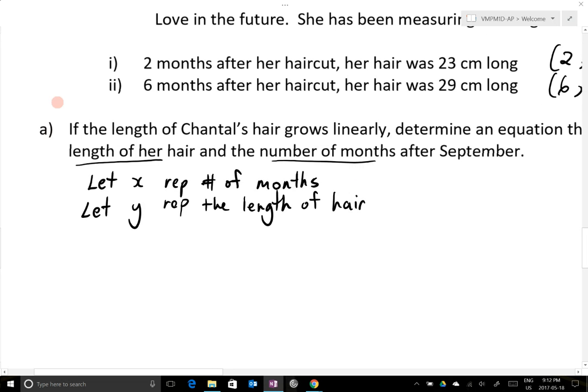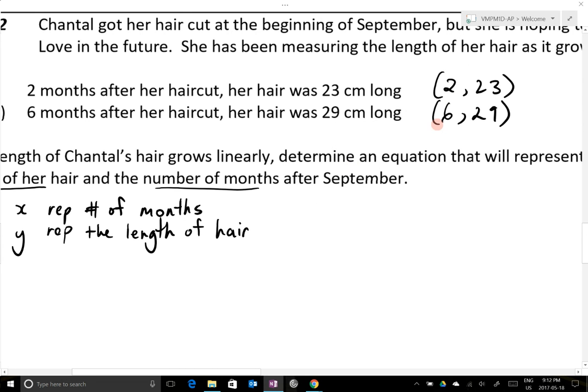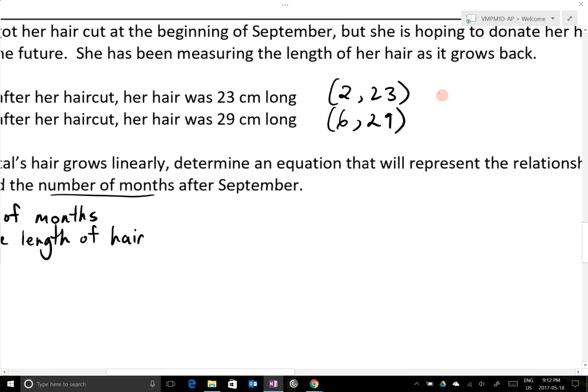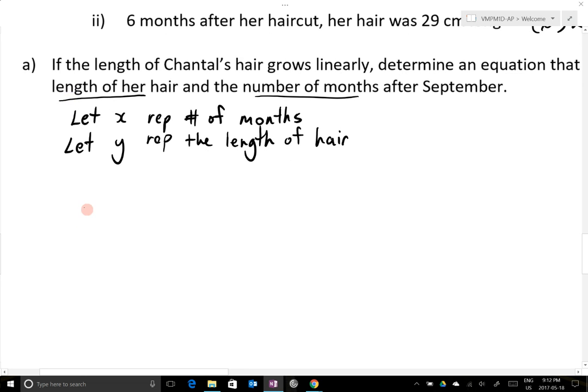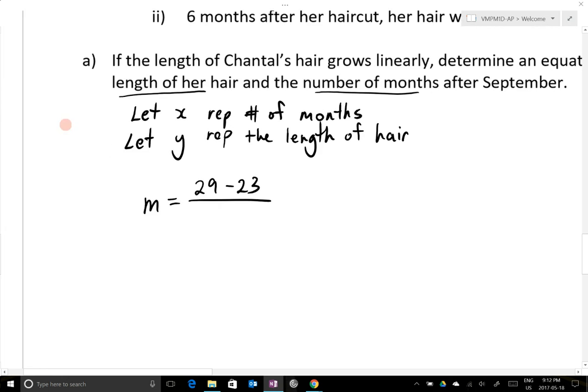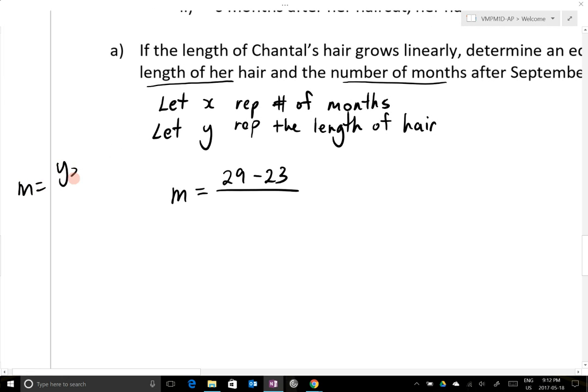So the x values here, 2 and 6, represent the number of months. The y values represent the length of her hair. And I'm going to say this one is x1 and y1, and this one's x2 and y2. Okay, and I'm going to now find an equation of a line that will model this problem. So I need to find the slope. Slope is equal to y2 minus y1, so 29 minus 23, divided by x2 minus x1. So if you're not understanding what formula I'm using, it's slope equals y2 minus y1 over x2 minus x1.